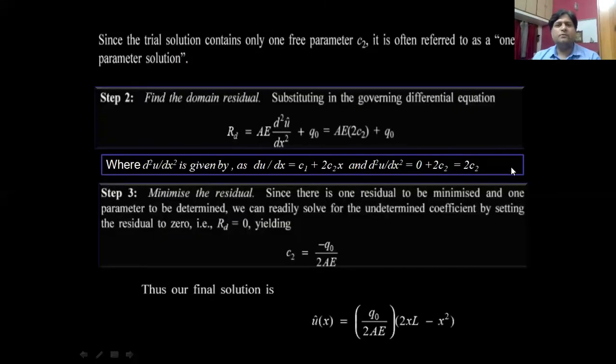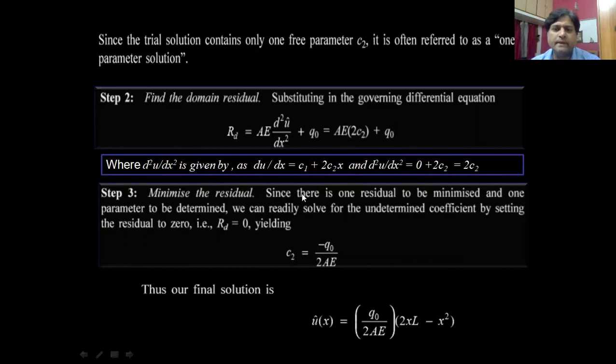Since the trial solution contains only one free parameter, c2, it is called a one parameter solution. Now in step 2, we find the domain residual by substituting the value of d²u/dx² in the governing differential equation. As you can see, the value of d²u/dx² comes out to be 2c2, so we put 2c2 in the governing differential equation.